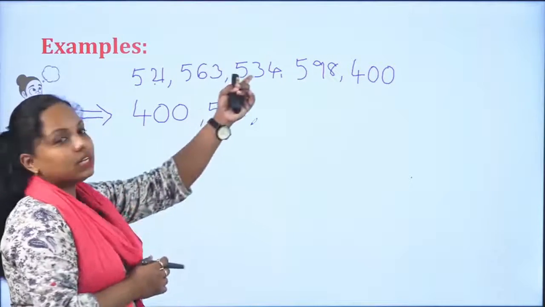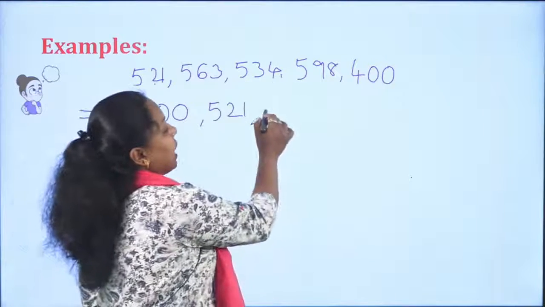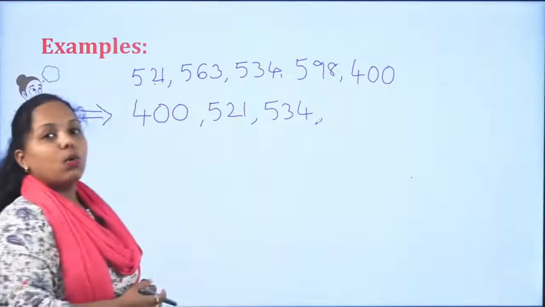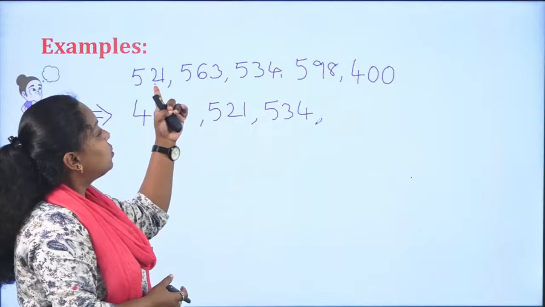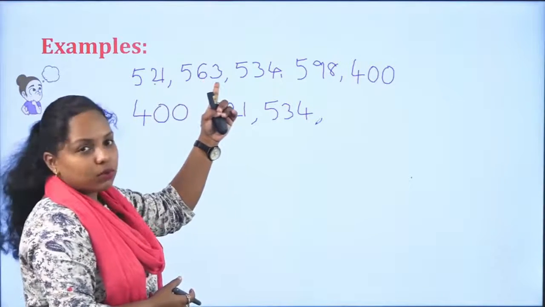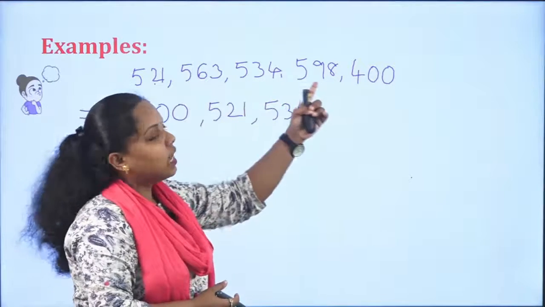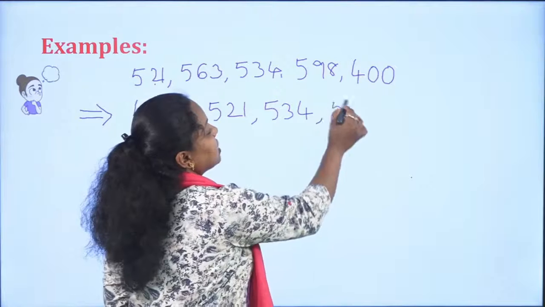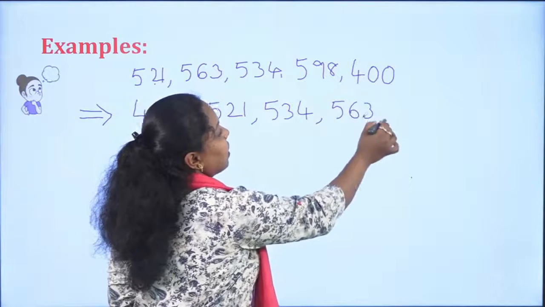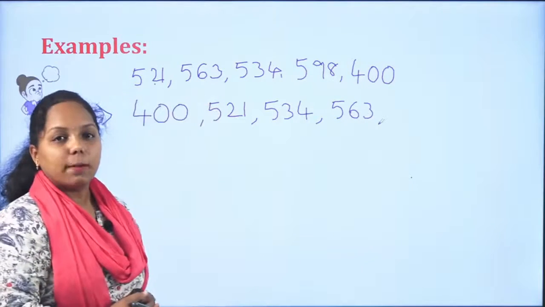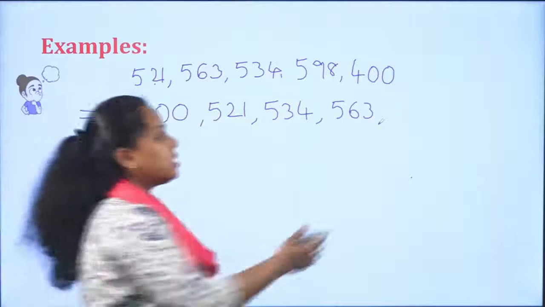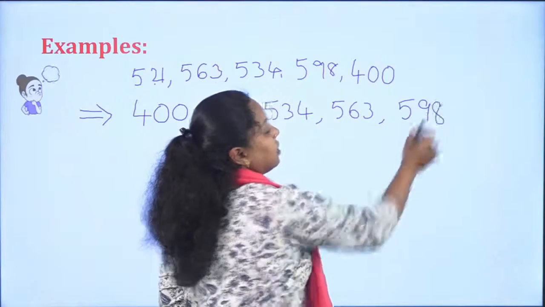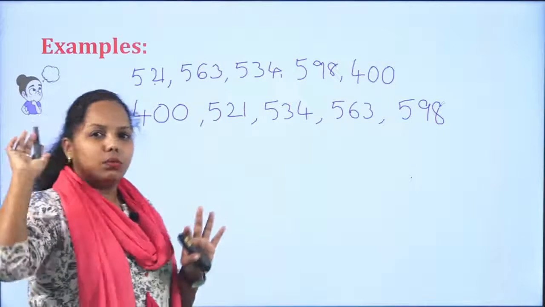Next, after 2, what is the number? It is 5, 3, 4. Next, what is the number after 3? So, 2 we have written, 6 we have not written yet, 3, 9. What is the next number? It is 6. So, 5, 6, 3, comma. What is the left out number? 9. 9 is obviously greater. 598.